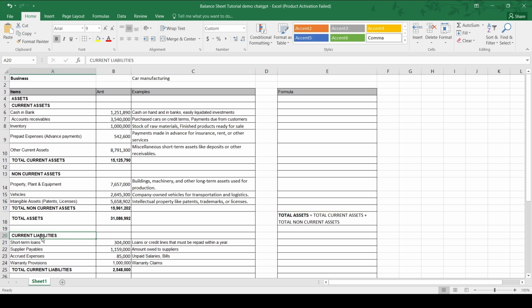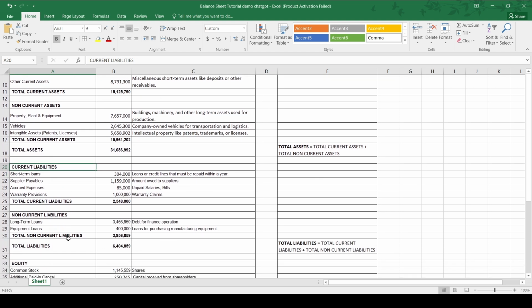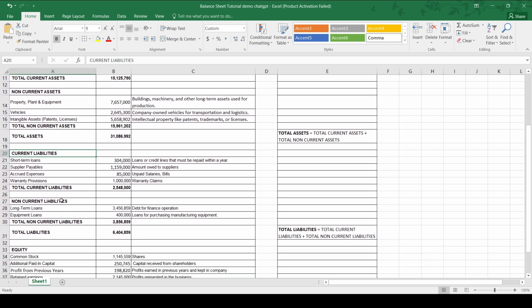Now let's talk about liabilities. A liability is something the company owes. It could be money owed to suppliers, loans from the bank, or unpaid bills. Liabilities are also divided into two categories, current liabilities and non-current liabilities.